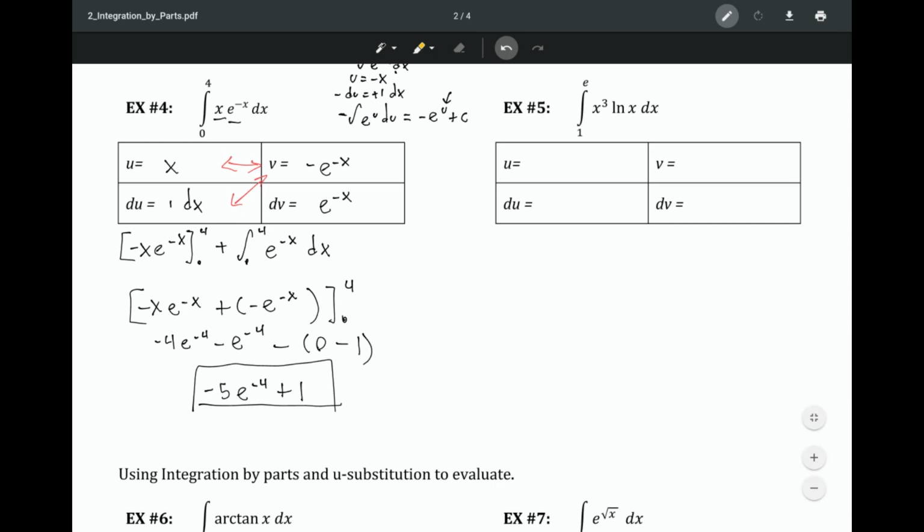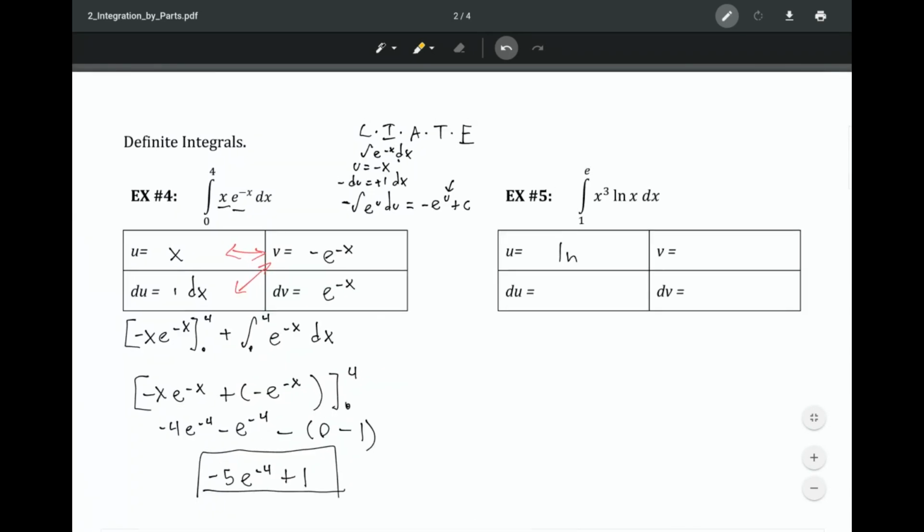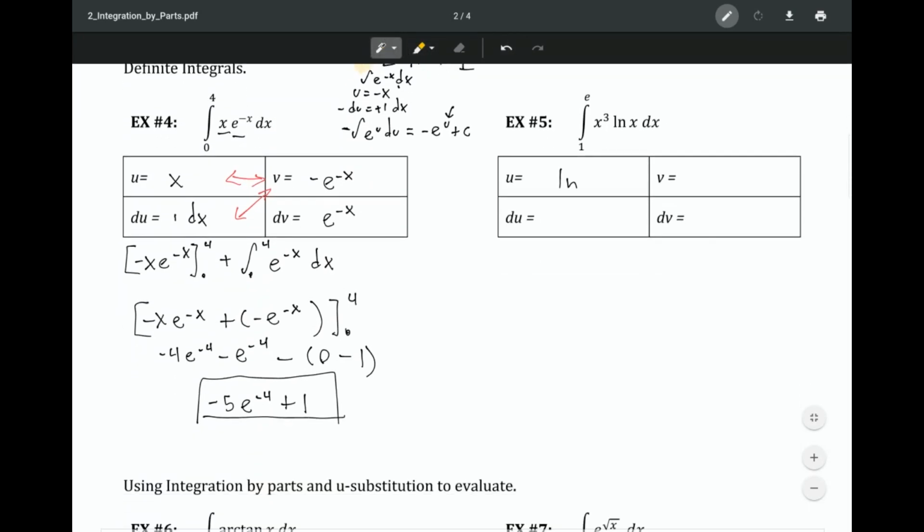All right, so on this one, according to the acronym that I have, remember the natural log always goes first, right? So I'm going to do that first. So the natural log of x, the derivative of that is 1 over x. And then the other part is x cubed. So I'm going to take the antiderivative of x cubed, which is going to be 1/4 x to the 4th power. I keep forgetting to write the dx on here.